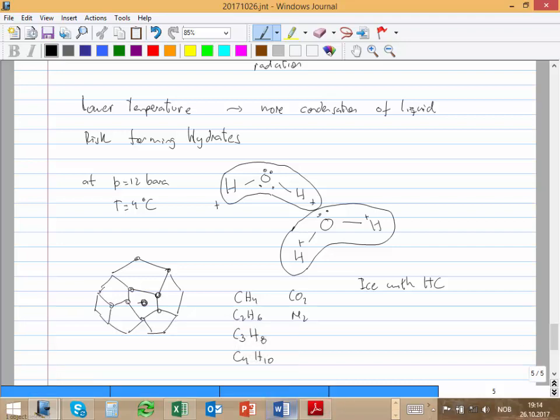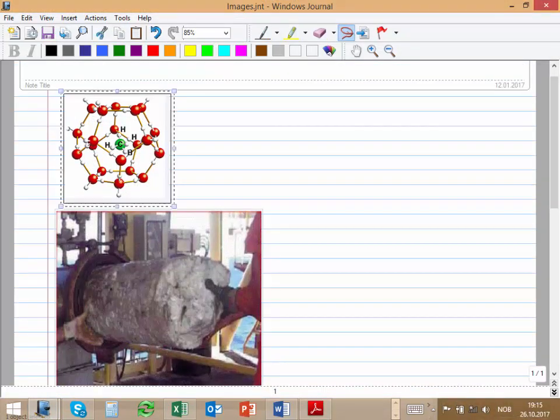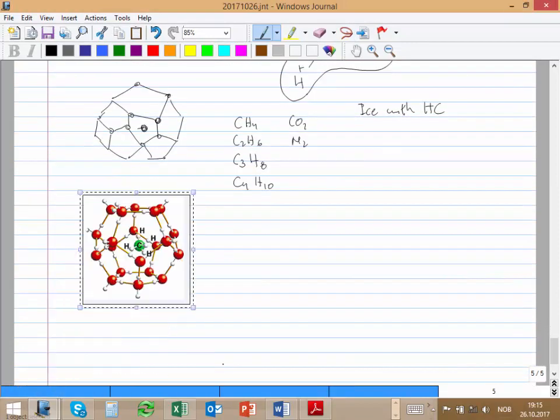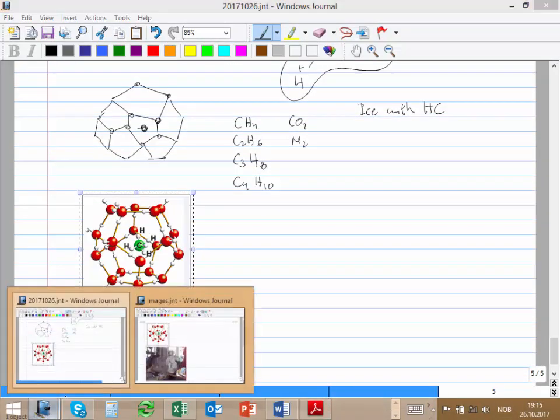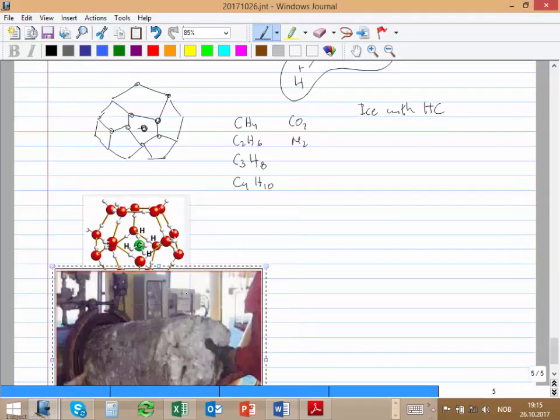And it looks something like this. Where is it? Okay, so that's the cage I try to picture, the house of this molecule. That's what it can cause, that's the main problem, why we are so concerned about hydrates. That's what it can cause on a pipe. It becomes solid ice, and then it blocks the pipe. And that's why we don't want hydrates.